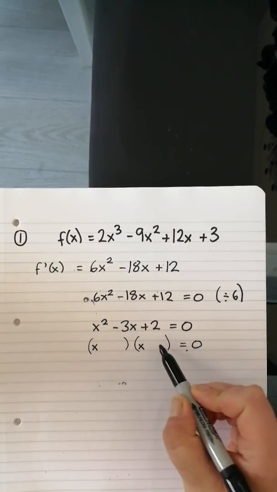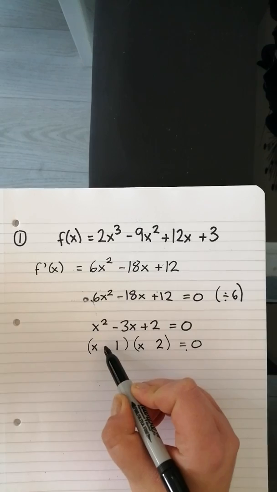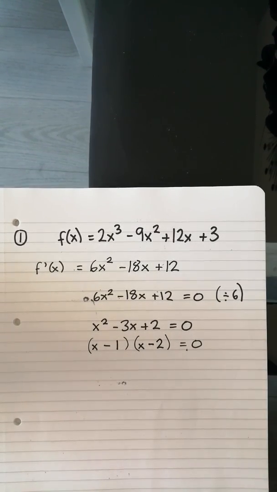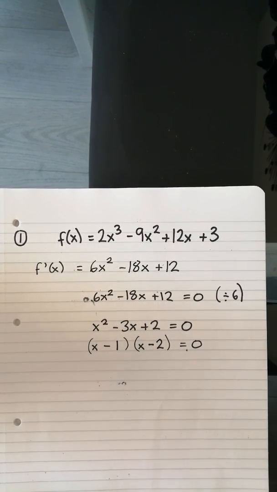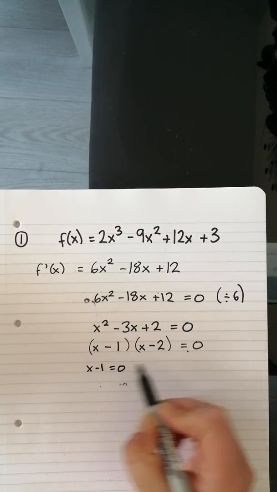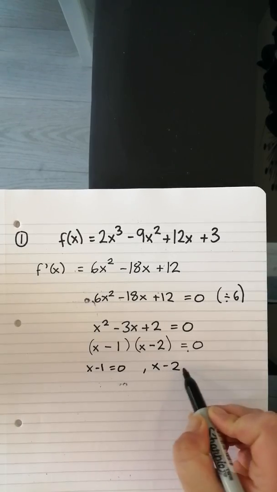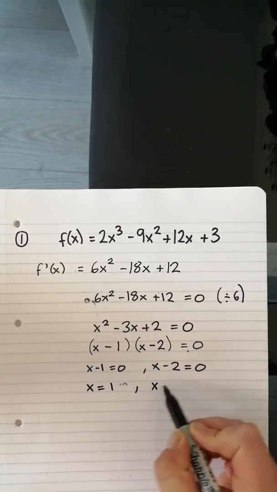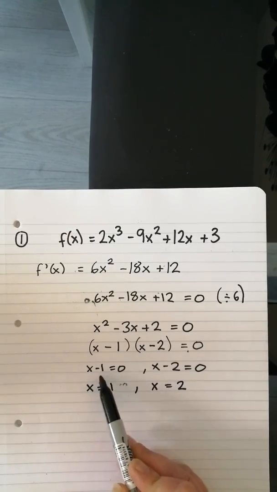So in this case, it's going to be 2 times 1, a minus and a minus. And if you're not sure how to do that, go back and revise a bit of factorizing quadratic equations. Then we'll get that x minus 1 is equal to 0, or x minus 2 is equal to 0. So this means x is equal to 1 and x is equal to 2.